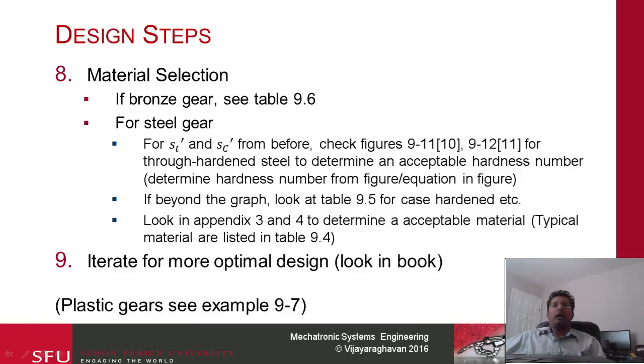Once you get a hardness number, this is only for steel, you can refer to appendix 3 and 4, and then you can get an idea of what material to list. And in the book, table 9.4 lists the typical materials you use. You can iterate this again and again. The book refers to that section, so it tells you how you iterate and what conditions would be needed. If you're designing a plastic gear, the procedure itself is reasonably straightforward, but with plastic gears, you need to keep the shrinkage and other parameters in mind. You can look at example 9.7 in the book, which gives you details here.